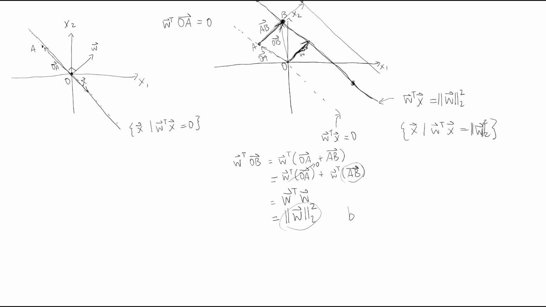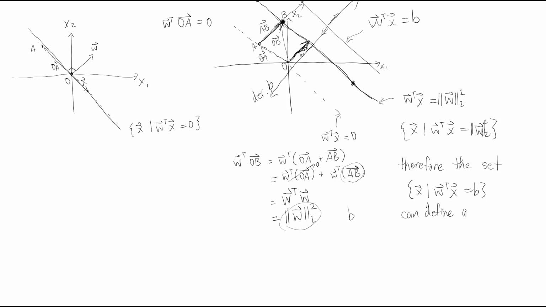So any other arbitrary line that we can move back and forth will have the property that W transpose X will be equal to B. As B increases, we move in this direction, increasing B. As B decreases, we move in the other direction, decreasing B. Therefore, the set of X such that W transpose X equals B can define any hyperplane.